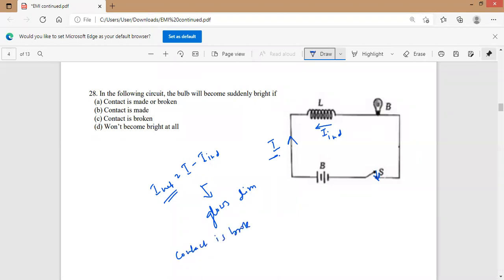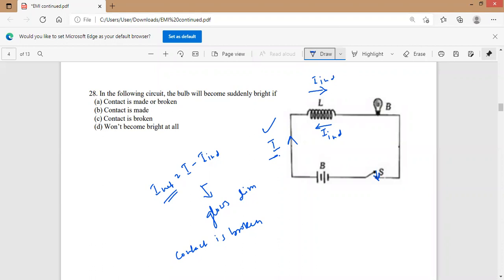When the contact is broken, the current starts to decrease, but its direction stays the same. In the self-inductance coil, to oppose this decrease in current, an EMF will be induced in the coil such that the induced current is in the direction of the main current, because it will oppose the decrease of current.